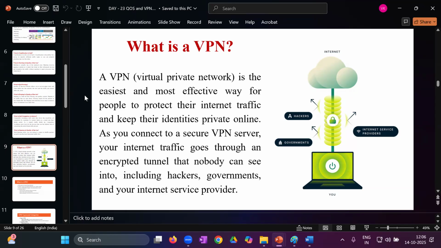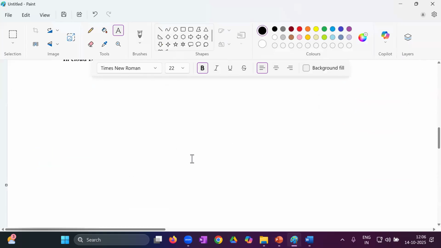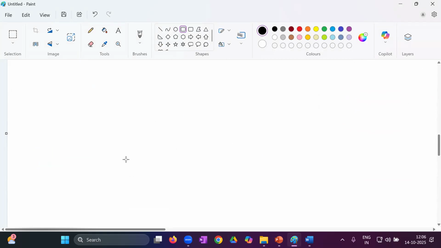Data will go in a tunnel, encryption. Sir, encrypted web searching, to keep their identity private and encrypted. Okay.